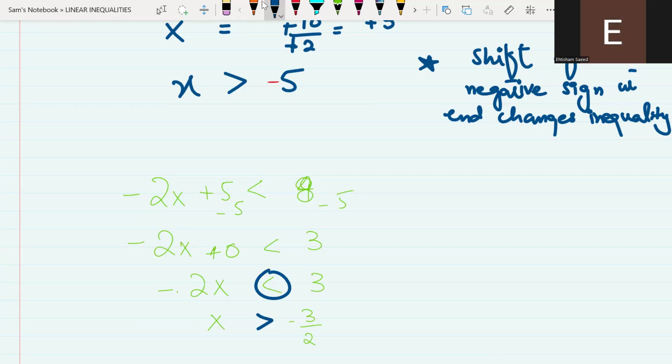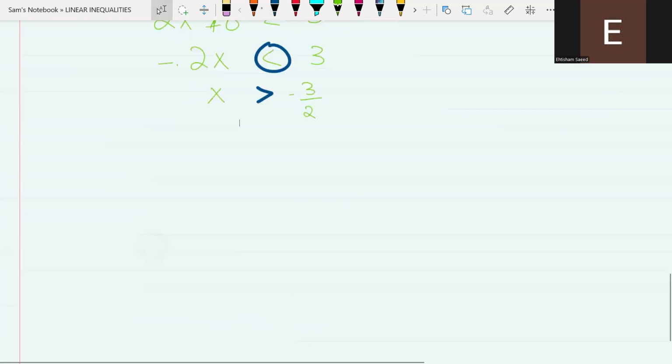Is this point clear? Yes, sir, it's clear. Okay, thank you. So this is how we deal with inequalities.